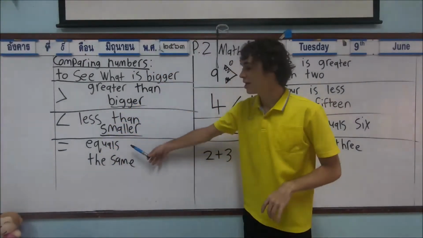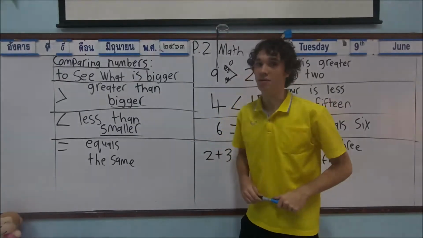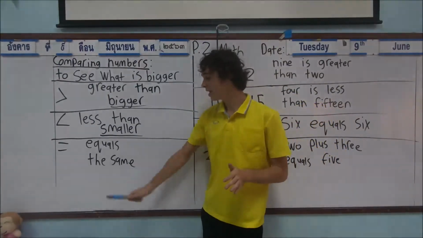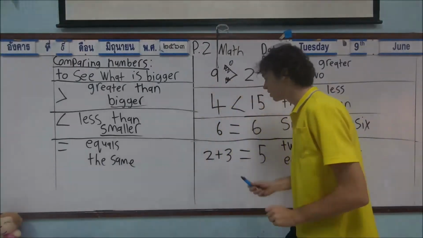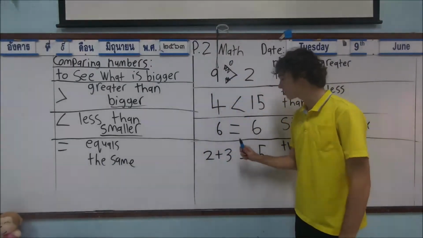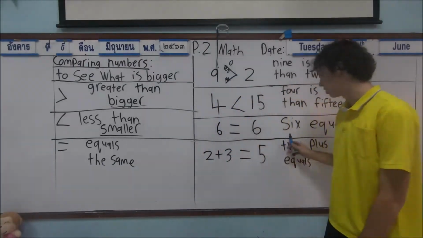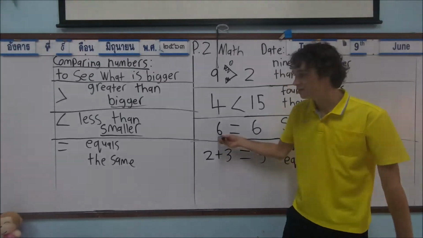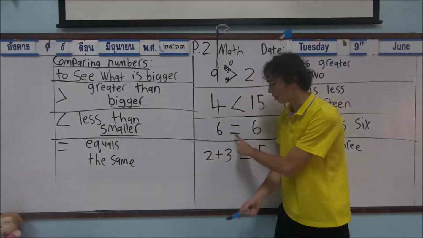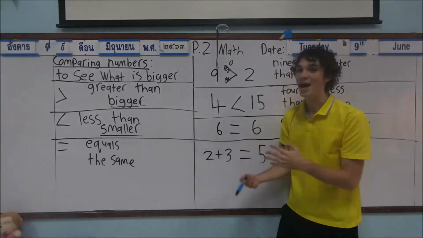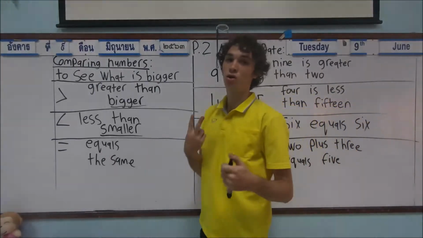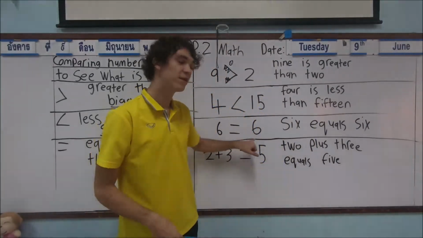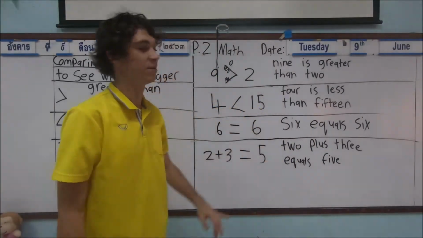And the last one is equals. It means the same, right? 6 equals 6. 6 is the same as 6. Two numbers, the same, 6 and 6.